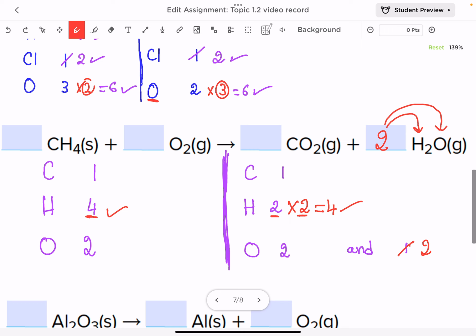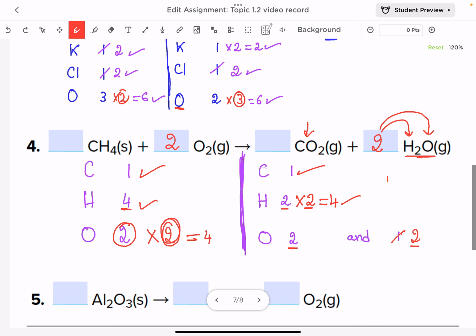And now let's balance the oxygens. On this side I have 2, but on the product side, the total oxygen coming from CO2 and from H2O is 4. So I need to multiply the reactant by 2 in order to get 4 oxygen on each side. This is a coefficient that I am going to write over here. And carbon is balanced and my equation is balanced. Any coefficient, if you leave it empty, it's okay, or you can simply write 1.